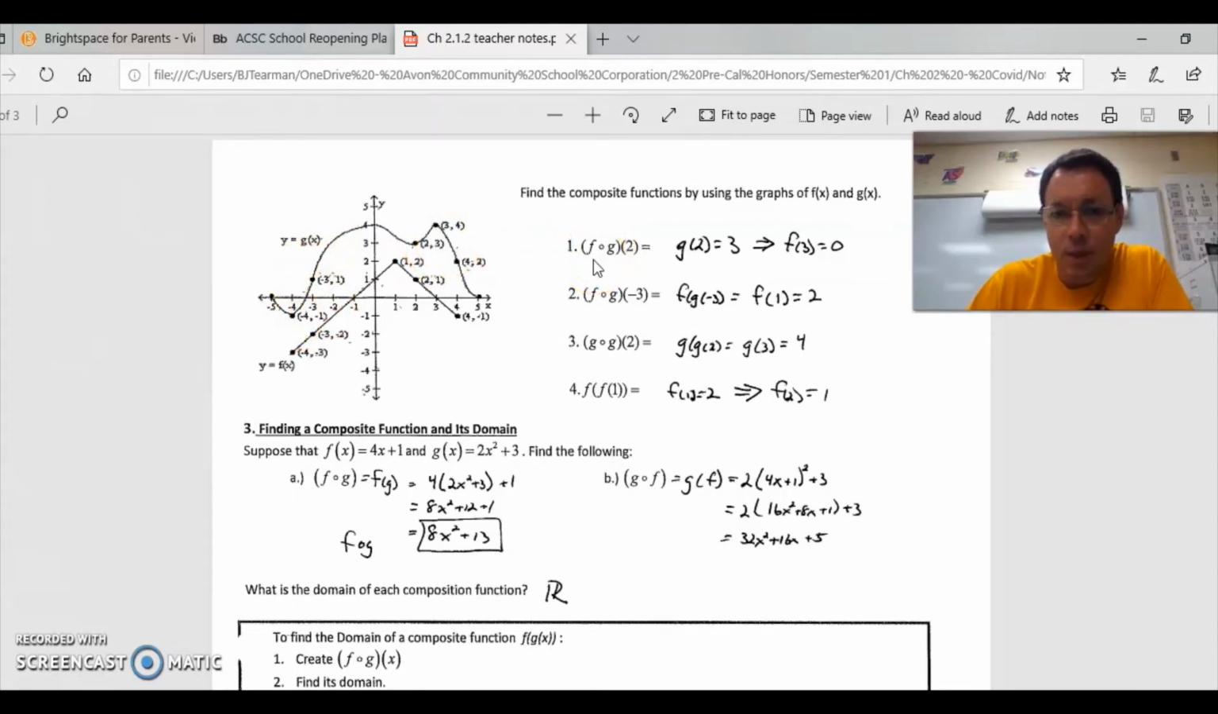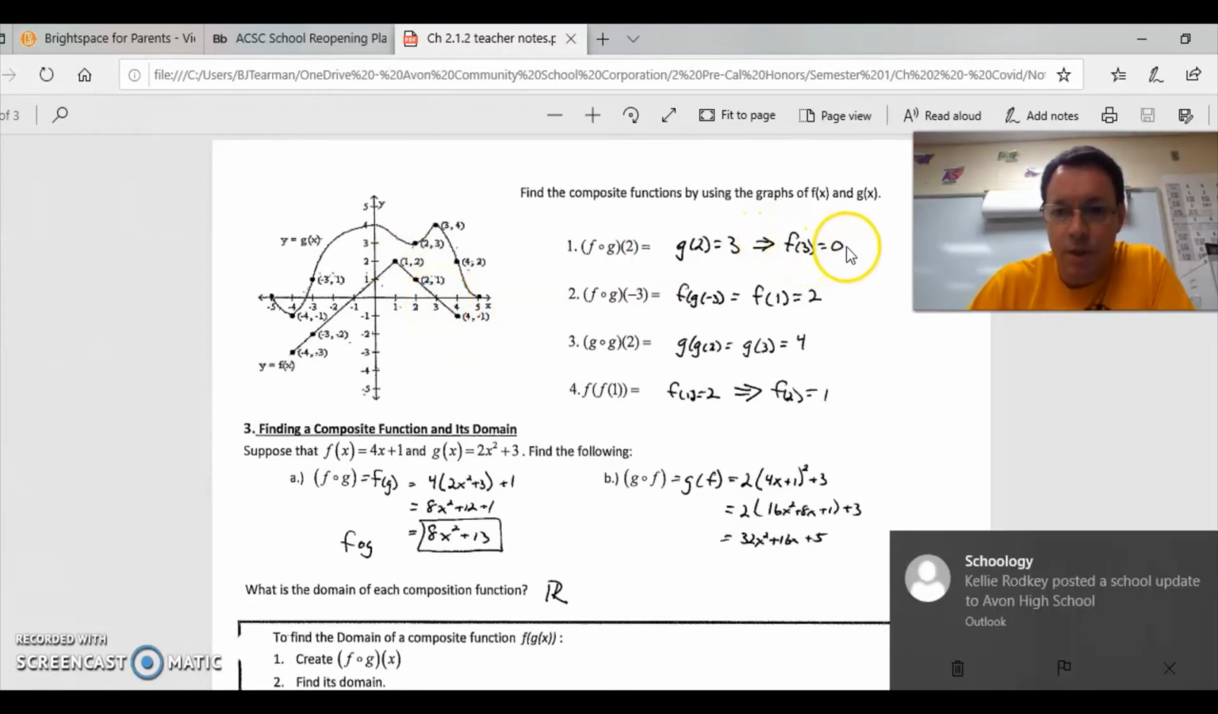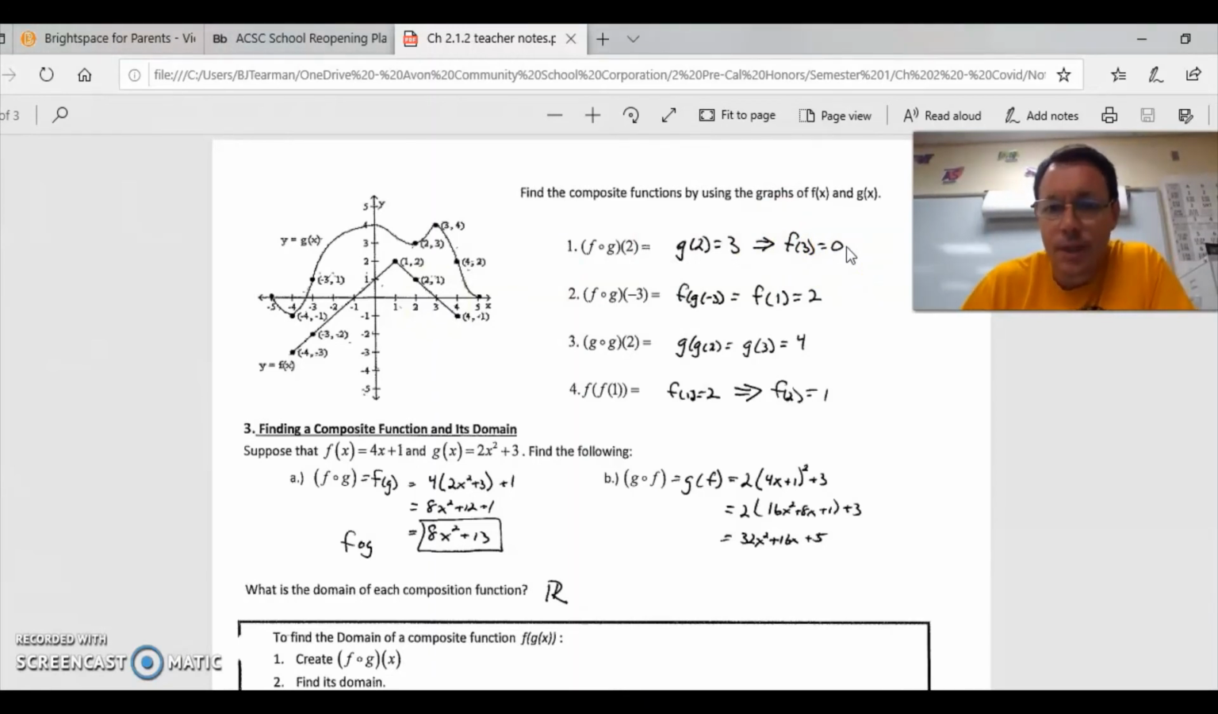So if you look at example 1, it says, what is f of g of 2? So again, this means put the number 2 into function g. Well, when 2 is an input into function g, you get 3 as an output. But then that answer 3 is going to get put into function f, okay? So here's 3, and this is function f, so this would be the point 3, 0. So when you put a 3 in f, you get 0 as an answer, okay? And that's what all of those are.